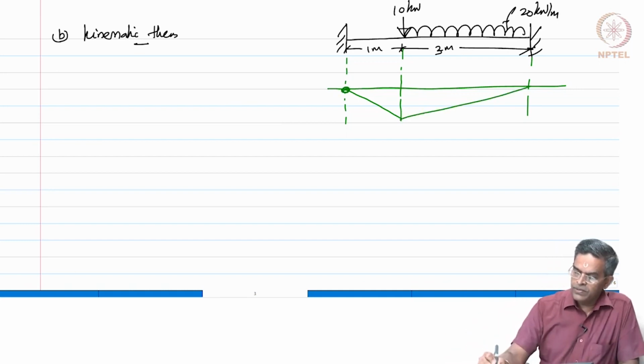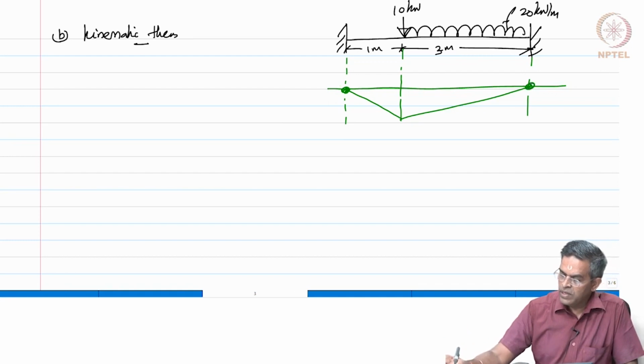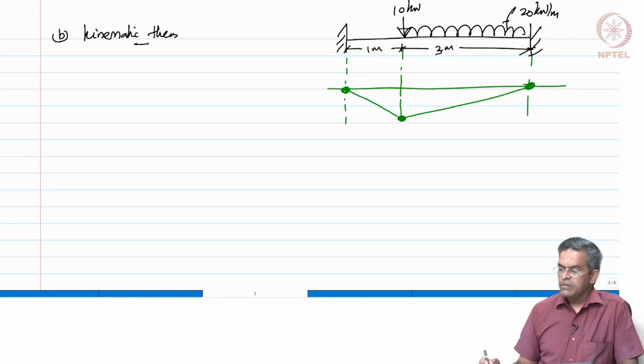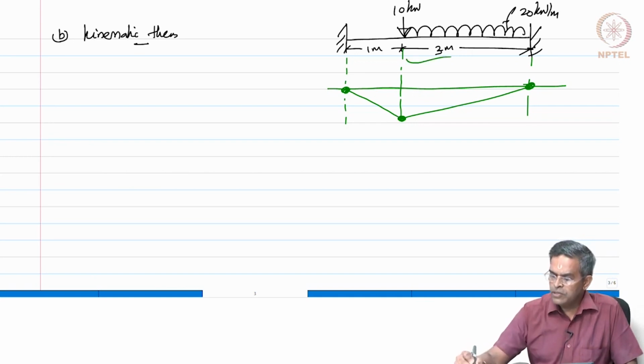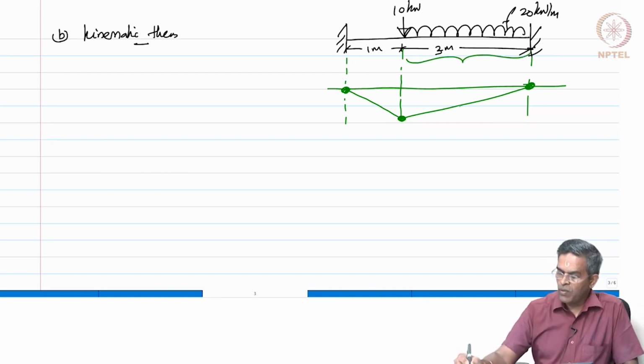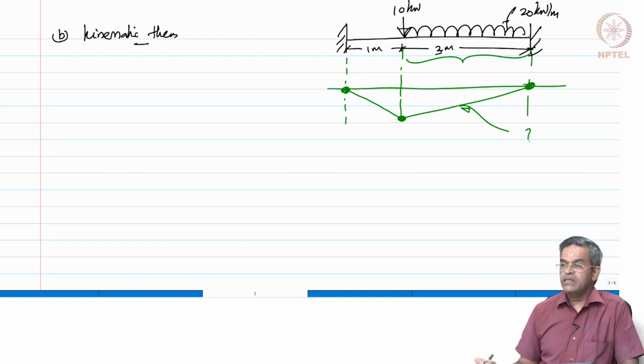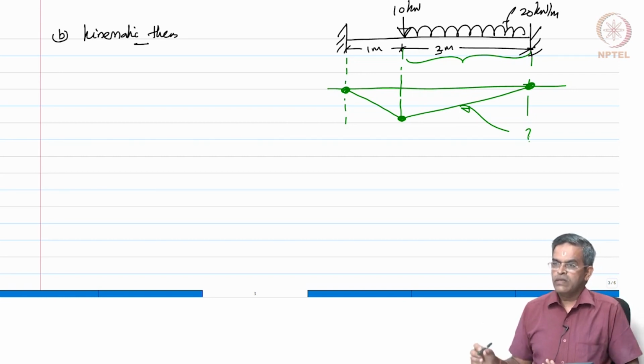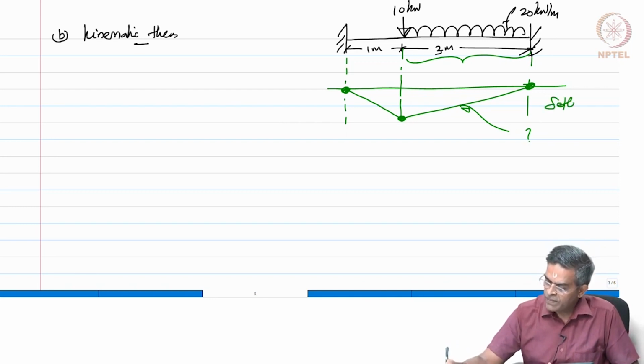So, we will assume a hinge here for sure, a hinge here for sure, and we will also have a hinge here for sure. You may wonder that for a uniformly distributed load span, I am drawing a straight line. Friends, this is not the bending moment diagram. This is the deflected shape of the beam.